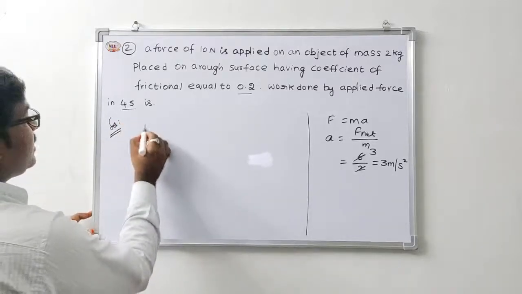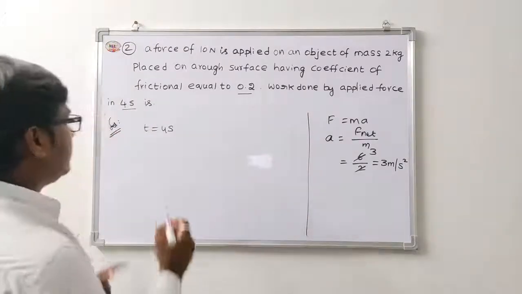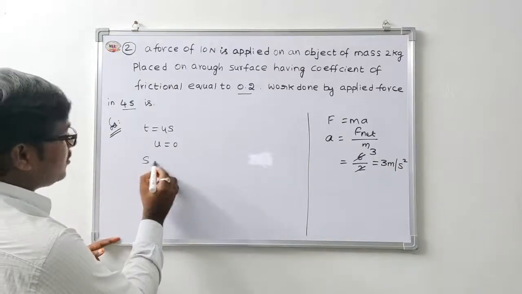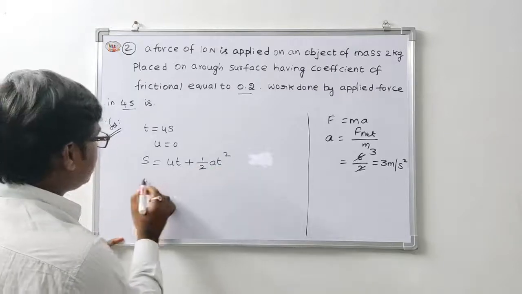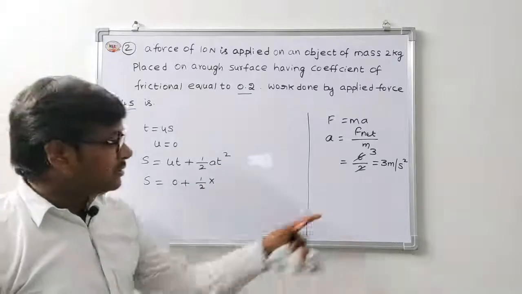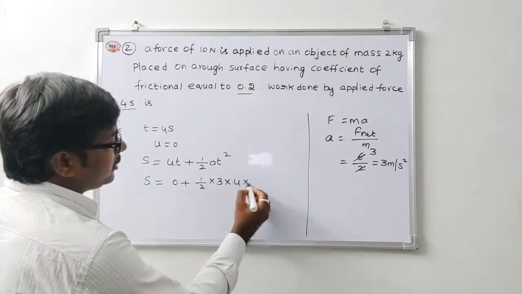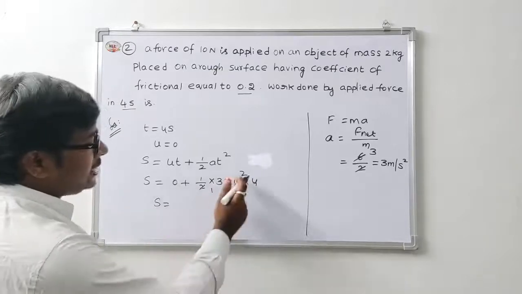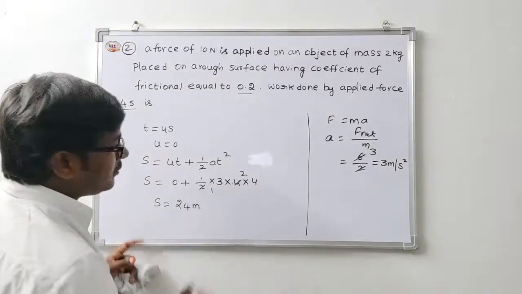The time value is t = 4 seconds. Before the motion, the body is at rest, so the initial velocity u = 0. According to the kinematics second equation, s = ut + half at square. Then s = 0 + half into 3 into 4 into 4, 2 ones are 2, 2 twos are 4. Then s = 3 twos are 6, 6 fours are 24 meter.